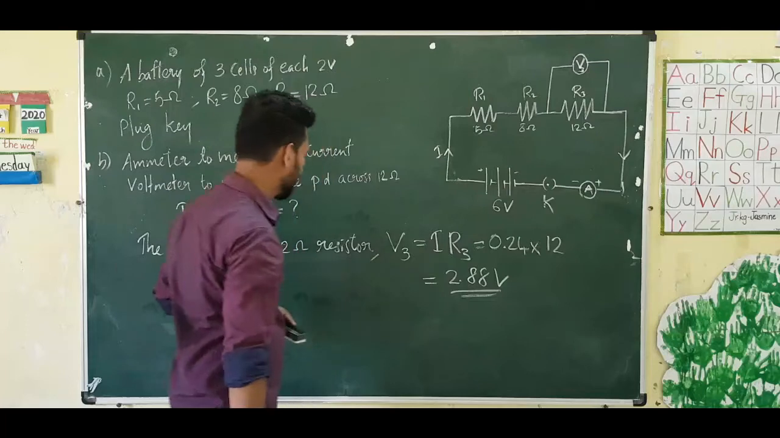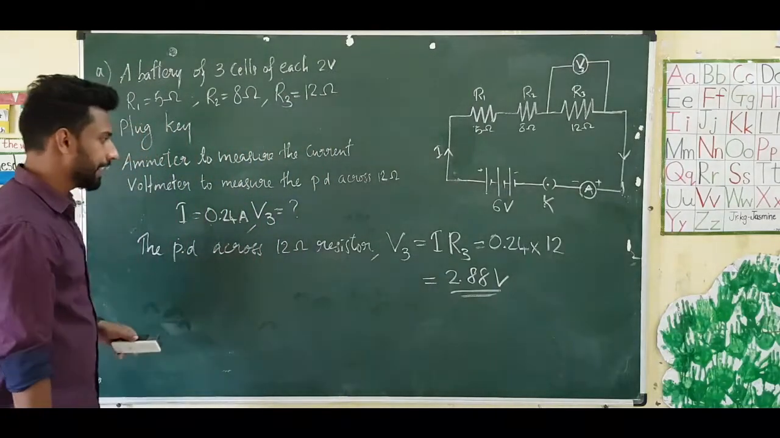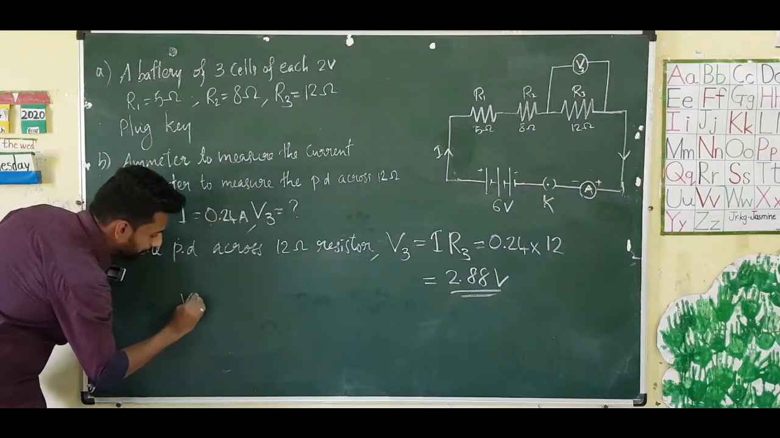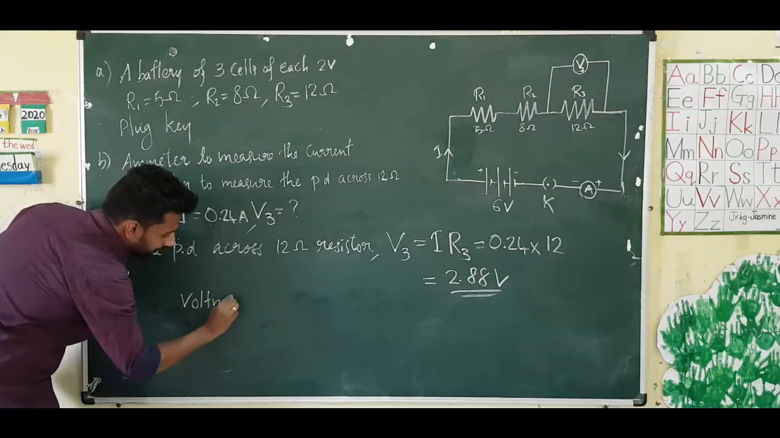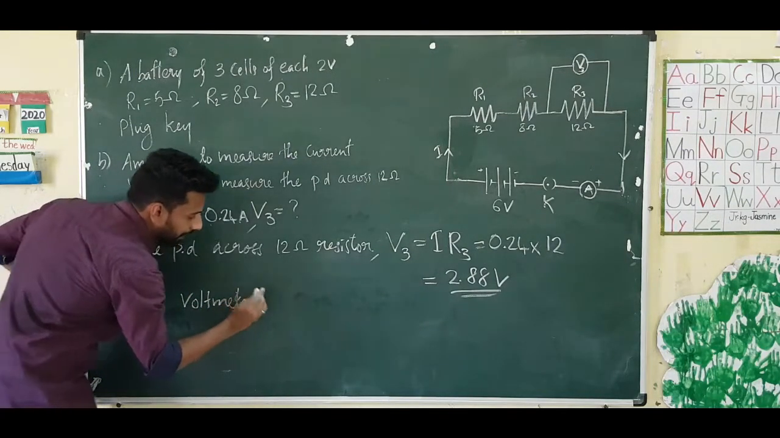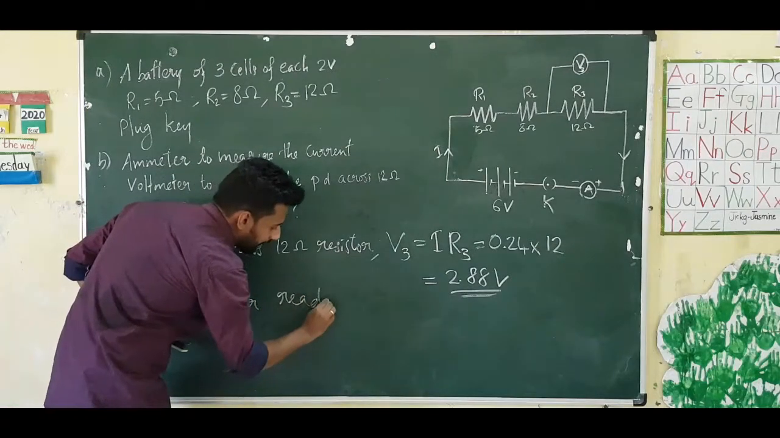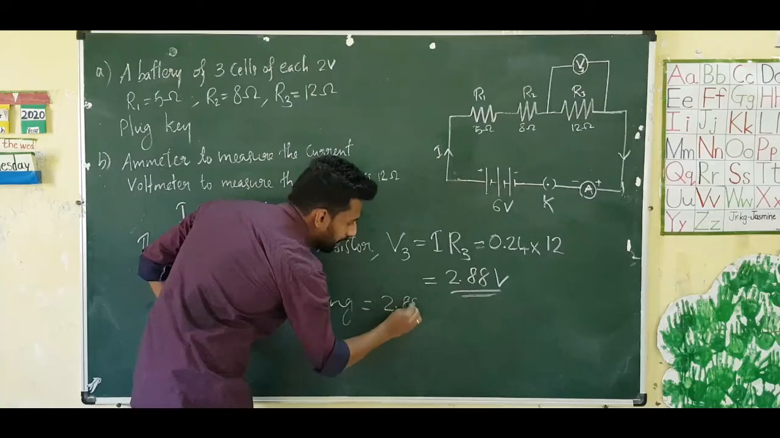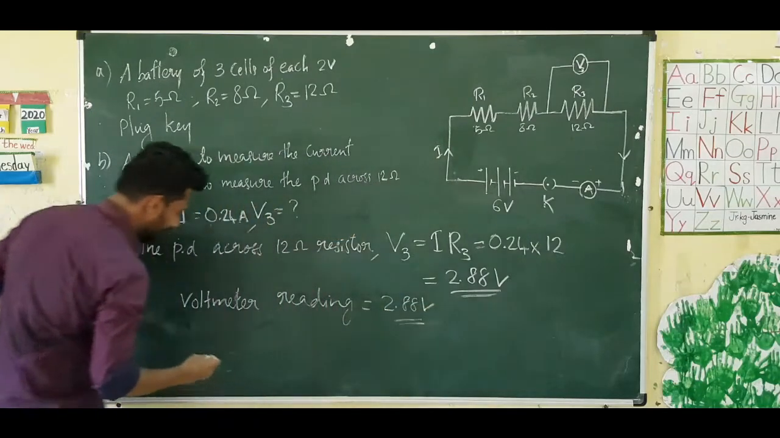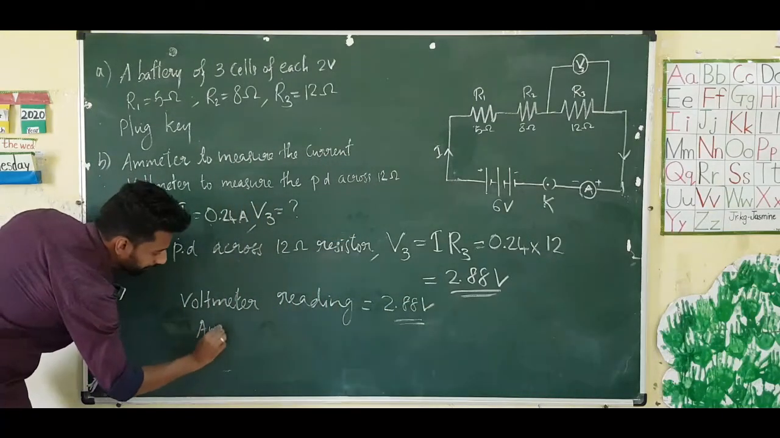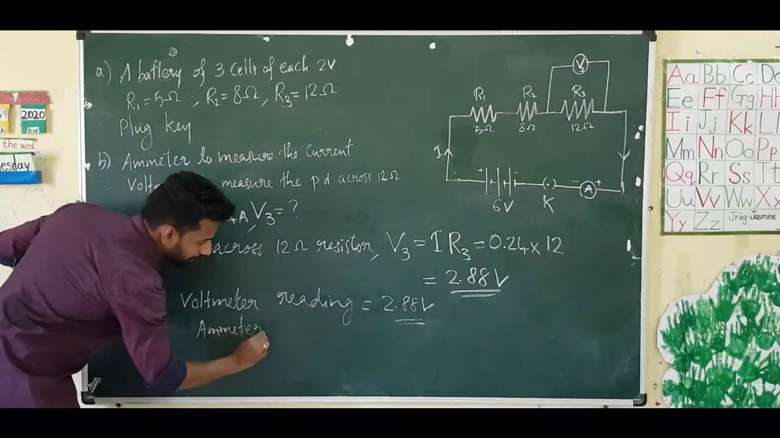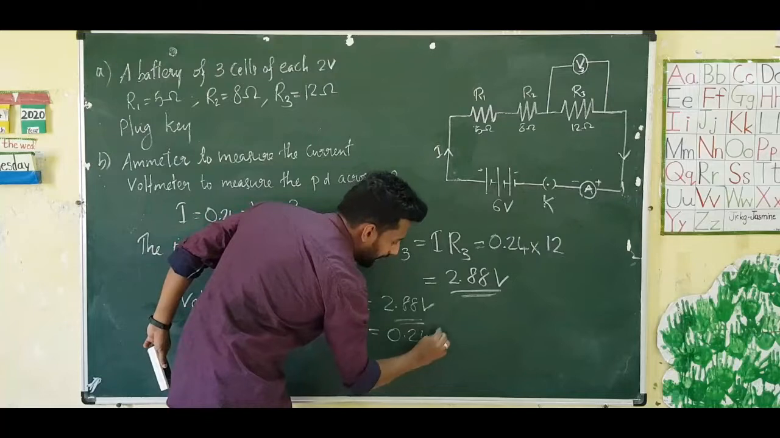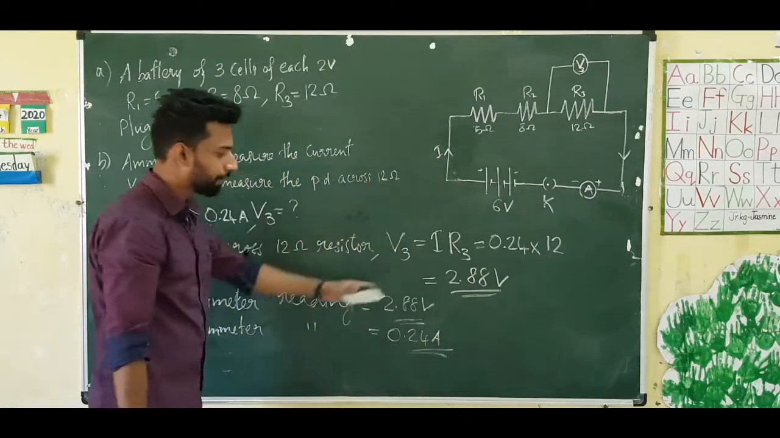Now we got the ammeter reading as well as the voltmeter reading. Then we can just write: voltmeter reading equal to 2.88 volt and ammeter reading equal to 0.24 ampere. Don't forget to write the units also.